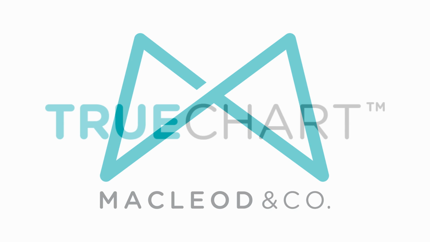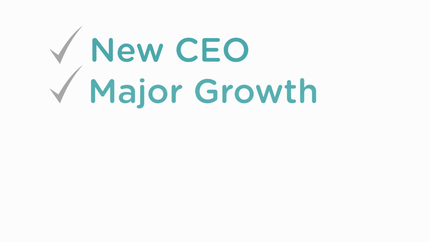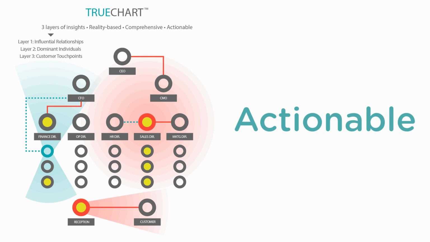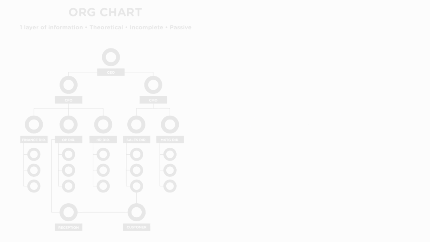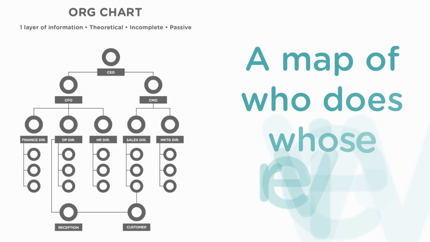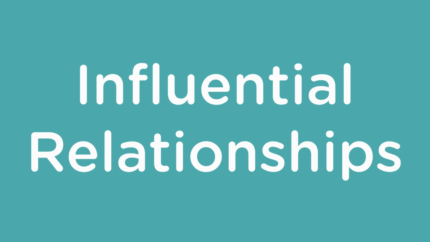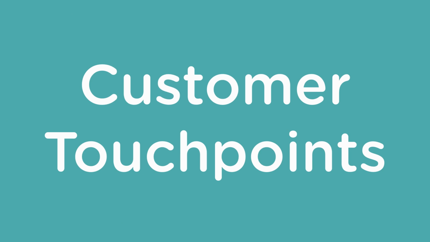TrueChart is really the ideal tool for any organization that's ready for some big change, whether that's a new CEO, major growth, mergers, acquisitions, new products. TrueChart is an actionable document where a traditional org chart is merely a map of who does whose review. The 3 layers of TrueChart are influential relationships, dominant individuals, and customer touchpoints.